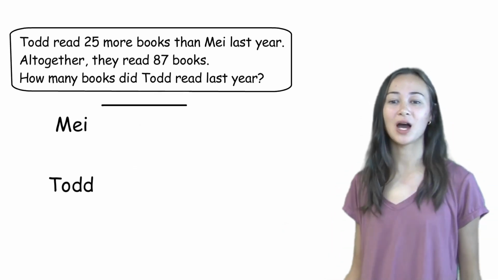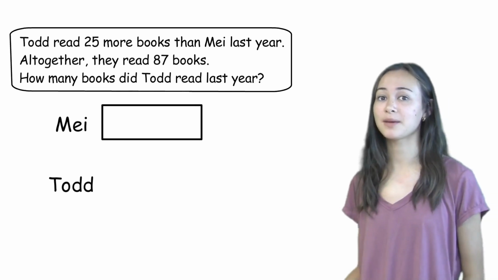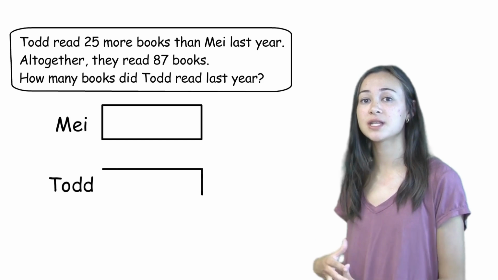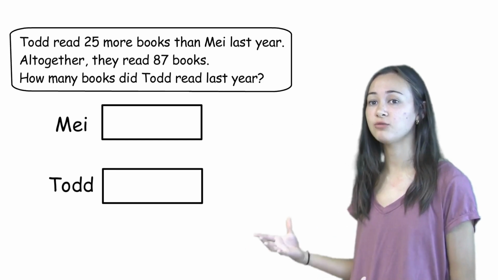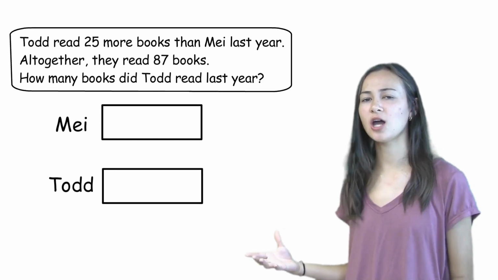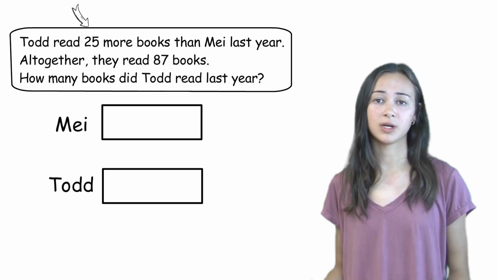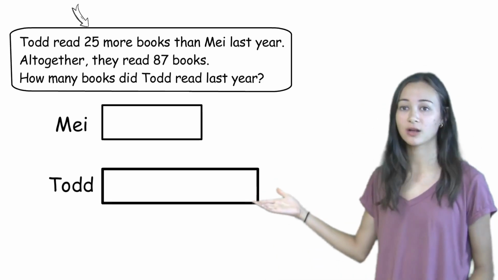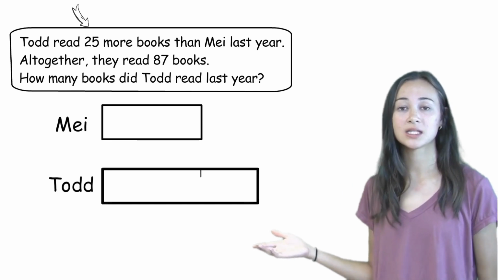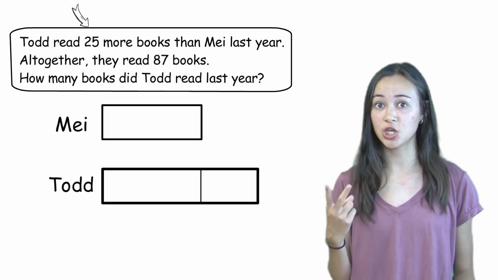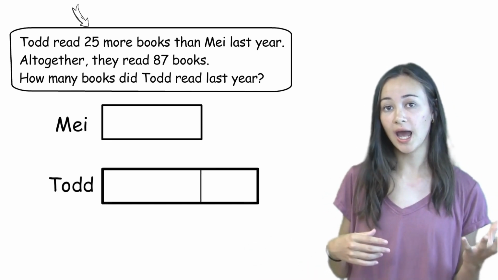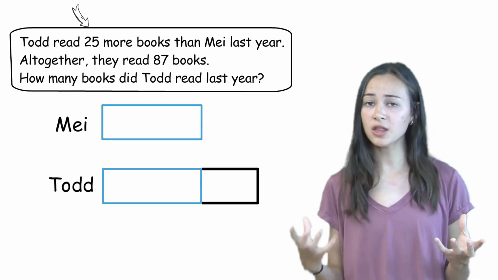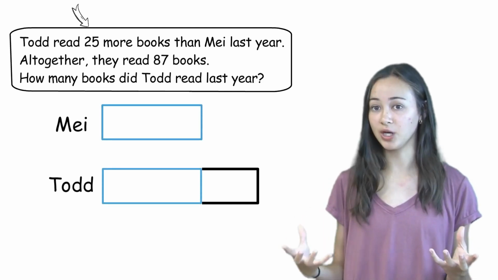We can draw one box to represent the number of books May read. We can draw another box to represent the number of books Todd read. And since Todd read 25 more books than May, we can draw Todd's box a little bit bigger. Then we can split Todd's box into two. One part having the same number of books as May's box, the other part having 25 books.